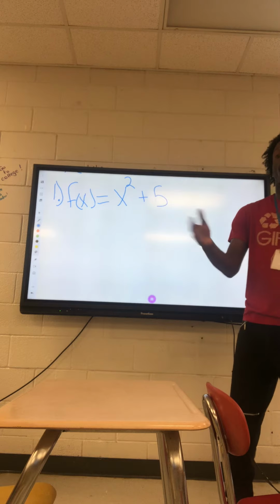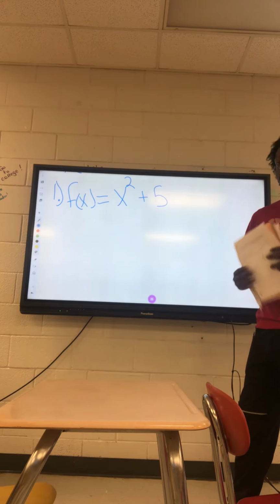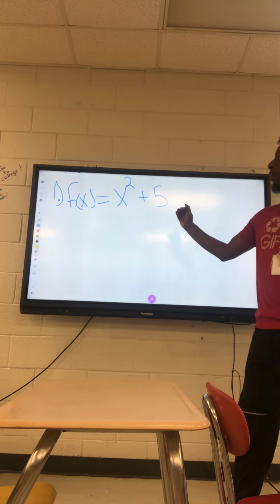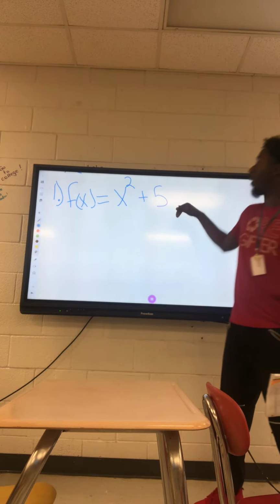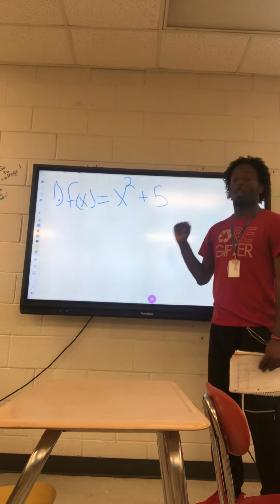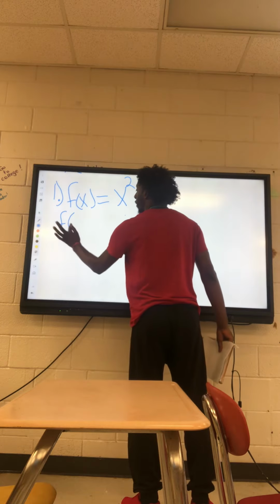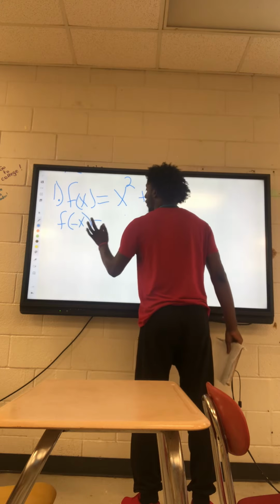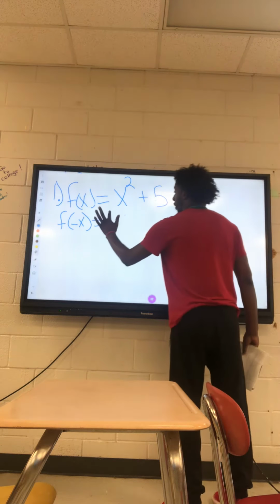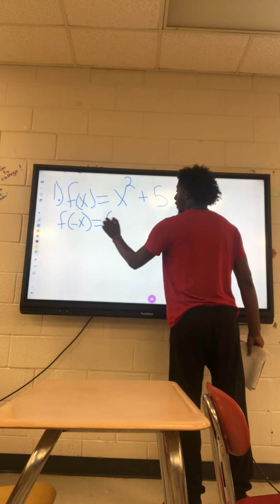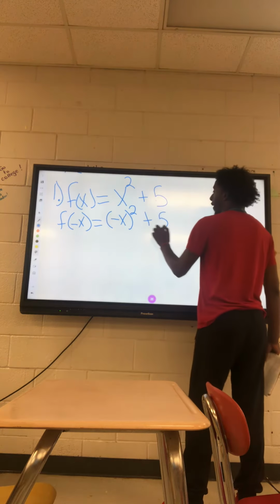Now, remember, what we just did was we inserted the negative inside of this. So if it comes out to be the same, it's going to be even. If it comes out to be different than what we originally had, which is our original problem, it's going to be an odd function. So we're going to start by inputting negative x. And everywhere we see x, we're going to put negative x. So negative x squared plus 5.